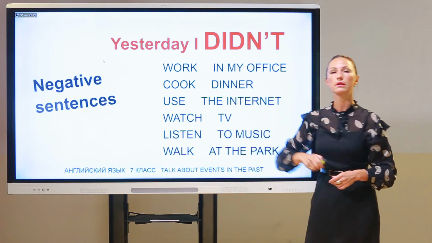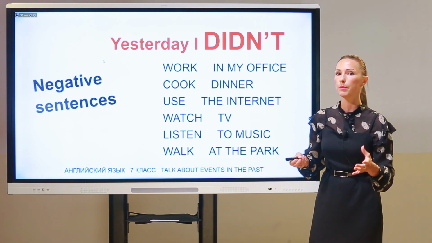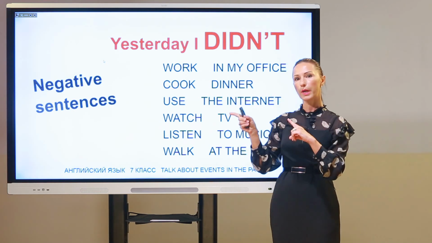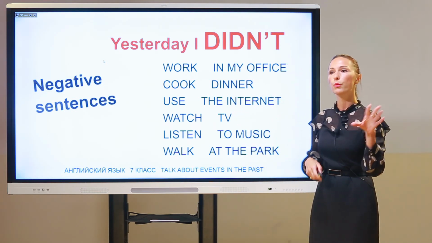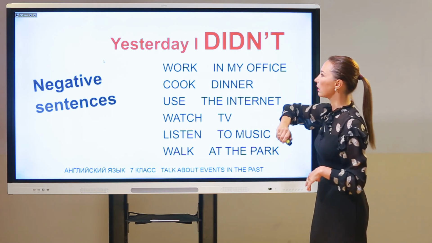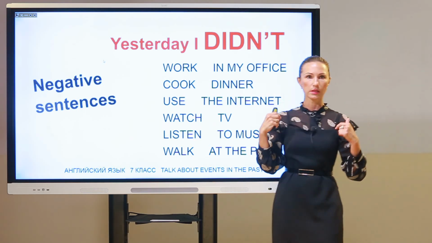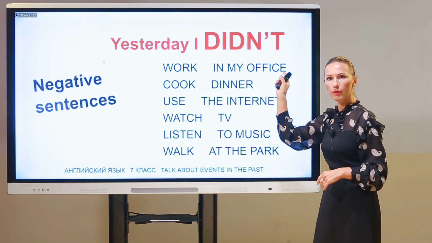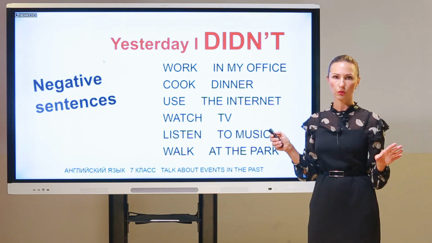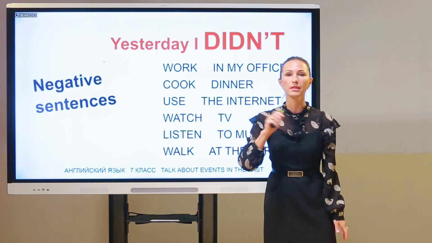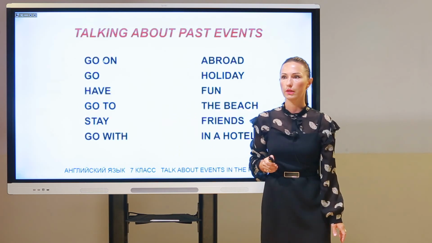So, to make a negative sentence in past simple, when we are talking about past events, you don't change the form of the verb and you use didn't. For example, yesterday I didn't work in my office. Yesterday I didn't cook dinner. Yesterday I didn't use the internet.